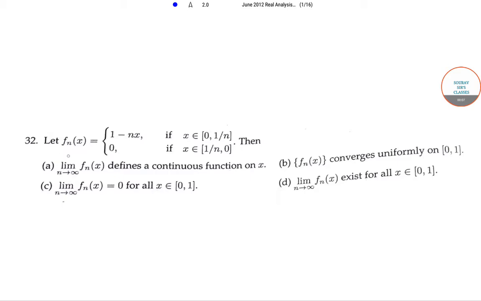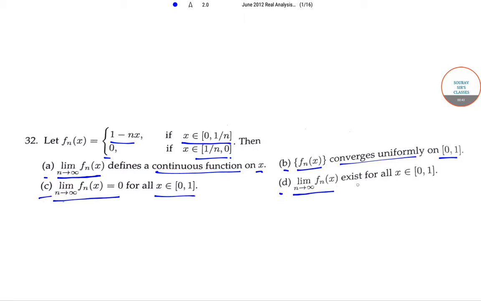The question is, let f_n(x) is equal to 1 minus nx if x belonging to [0, 1/n], and 0 if x belonging to [1/n, 1]. Then, option A, limit n tends to infinity f_n(x) defines a continuous function on [0, 1]. Option B, the sequence f_n(x) converges uniformly on [0, 1]. Option C, limit n tends to infinity f_n(x) is equal to 0 for all x belonging to [0, 1]. And option D, limit n tends to infinity f_n(x) exists for all x belonging to [0, 1].